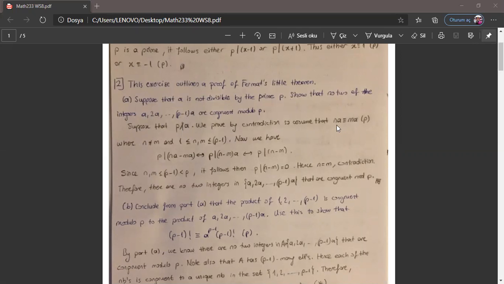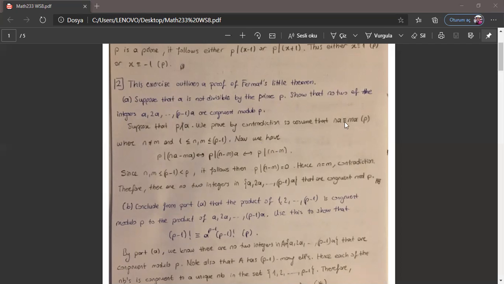And so we assume that na is congruent to ma modulo p. Of course, we suppose n is not equal to m, right? Because otherwise, if they are equal, then we wouldn't show this statement. We will show no two of these integers are congruent. So we need to suppose they are different. And of course, we take them between this interval 1 and p minus 1 because we have these numbers.